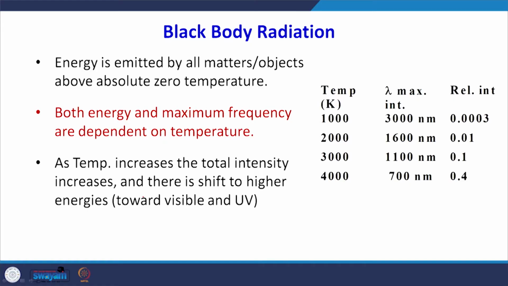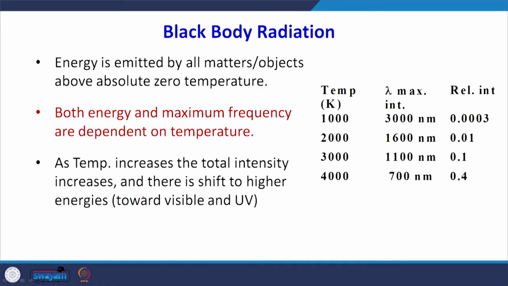So, the sun acts as a black body at 6000 degrees Kelvin temperature. So, the outer surface temperature will be 6000 K, and it is radiating energy at the maximum possible rate, and that energy is reaching the earth's surface. So, if we look at black body radiation at different temperatures, because the temperature of the earth will be much lower than the sun, energy is emitted by all matter and objects above absolute zero temperature.